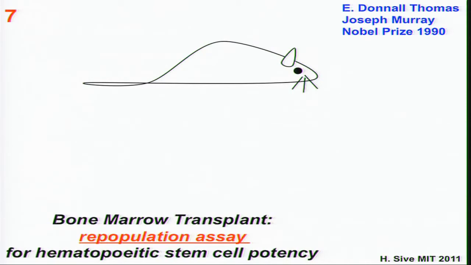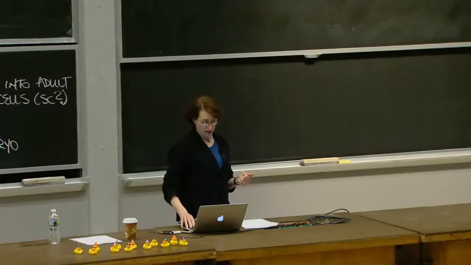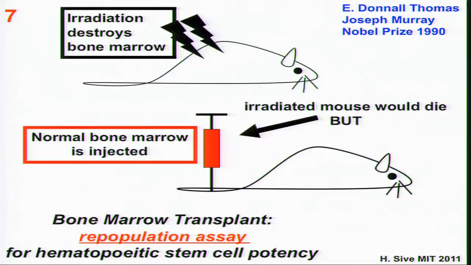Bone marrow transplants resulted in a Nobel Prize in 1990 for E. Donald Thomas and Joseph Murray. It's a technique that saved millions of lives, and here's how it works in a mouse. You irradiate the mouse to destroy the bone marrow and the stem cells associated with the bone marrow, or if it's a person, to destroy the diseased bone marrow. And then you replace that bone marrow with normal bone marrow to either try to make the person better, or, in this case, to test something about stem cells.